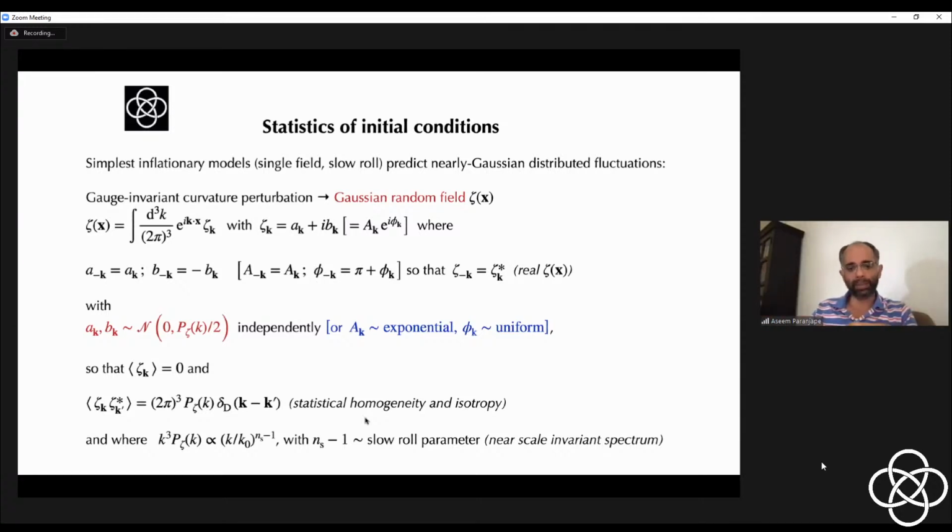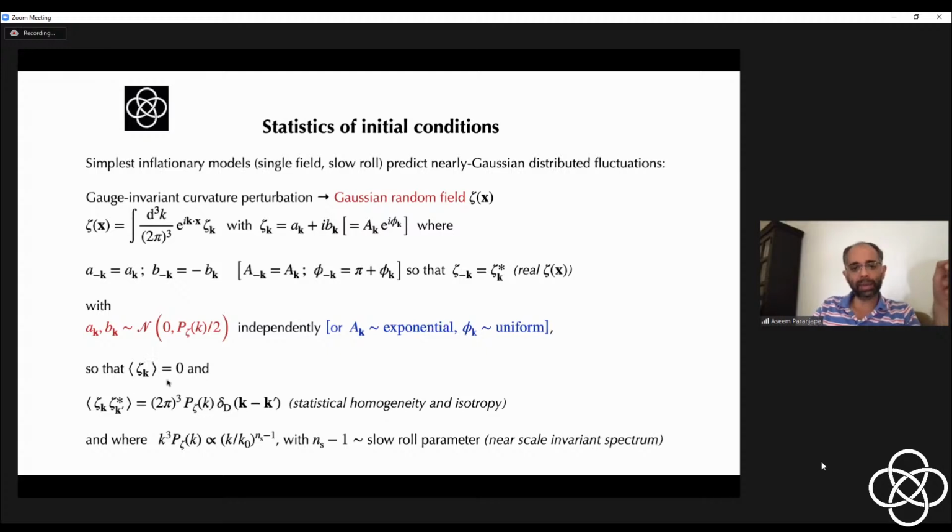And when I say that you can test this, this is to say that, okay, let us not assume that this particular assumption is valid, and let us see to what extent the data supports it. And to date, most of the observations are consistent with statistical homogeneity and isotropy. And this function P zeta of k is called the power spectrum of zeta in this particular case, because it is related to this 2-point function of zeta.